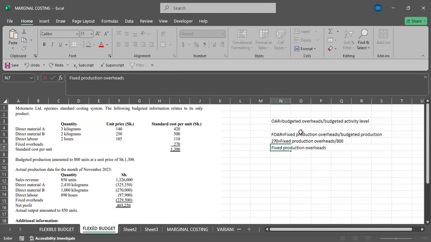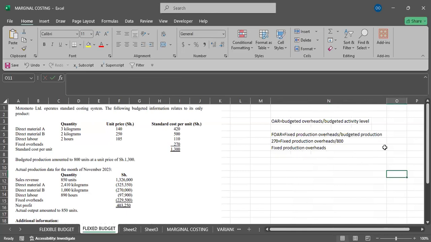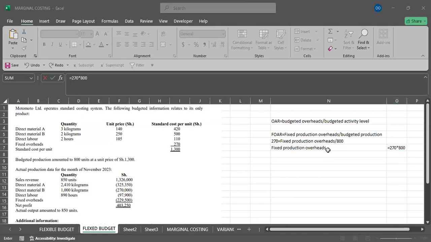Go ahead and give us fixed production overheads. If we make it the subject of the formula, we are going to multiply both sides by 800 over 1. So when I multiply both sides by 800 over 1, we'll be having 270 multiplied by 800. What are you getting as the fixed production overheads?